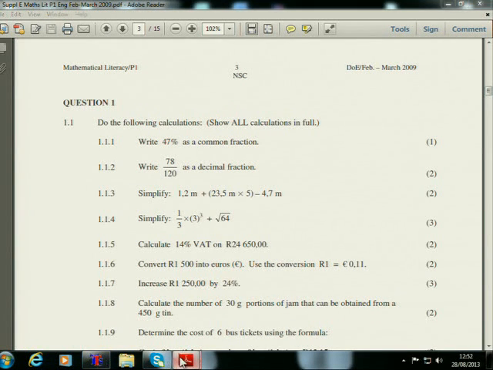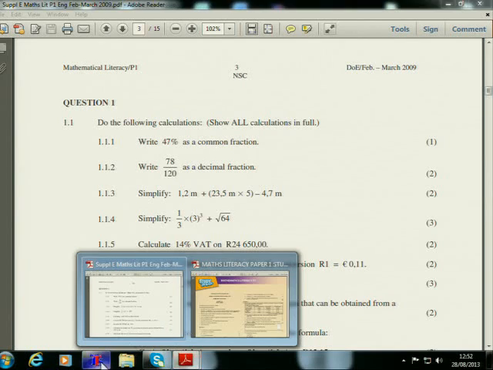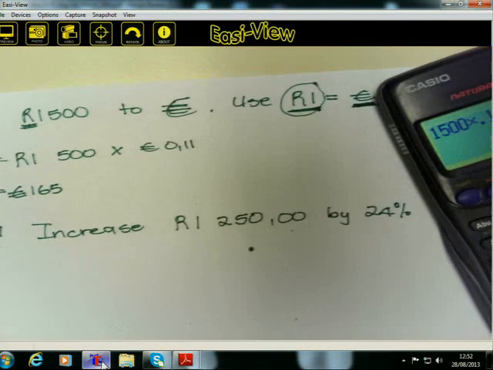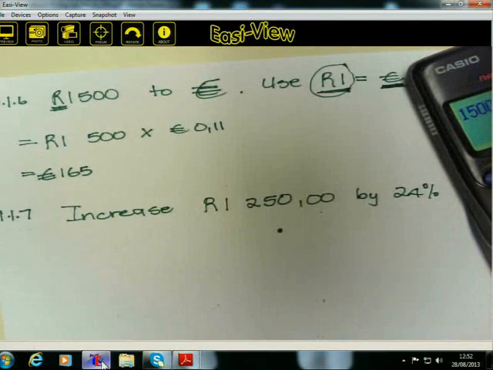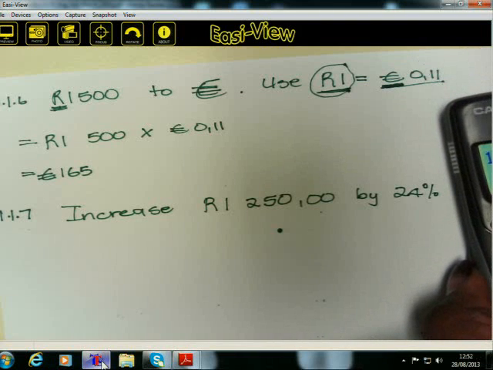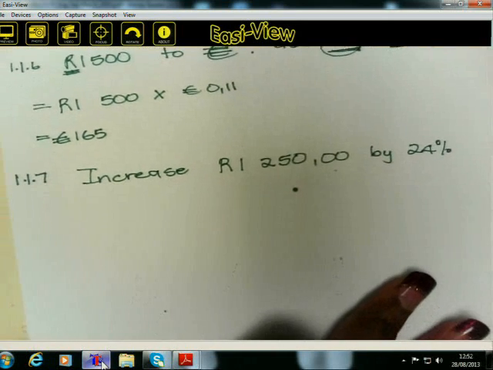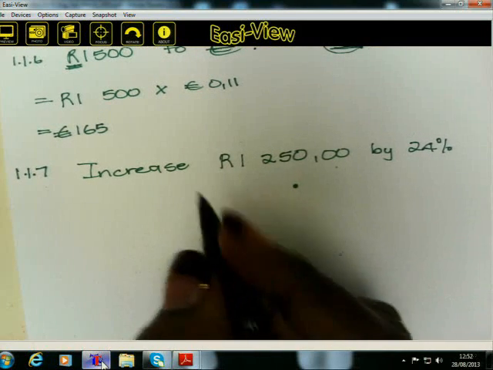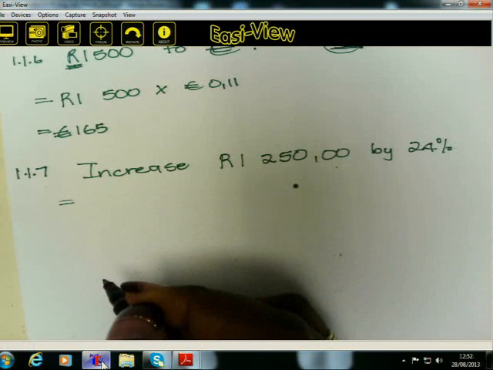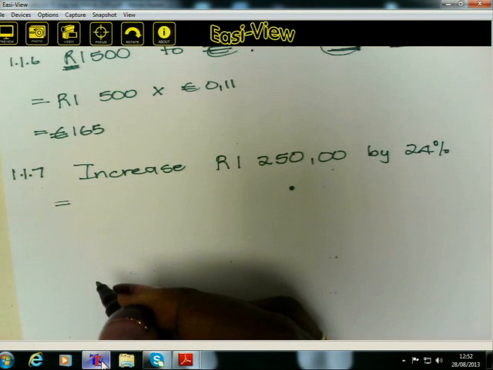Remember, I told you earlier on, you must stick to the methods that your teacher has taught you, or the methods that you are comfortable with. What is nice about Maths Lit is you can use your method, but if your method is correct and you get the same answer as we get, then your method is correct and you get your full marks. So you don't have to worry about that.